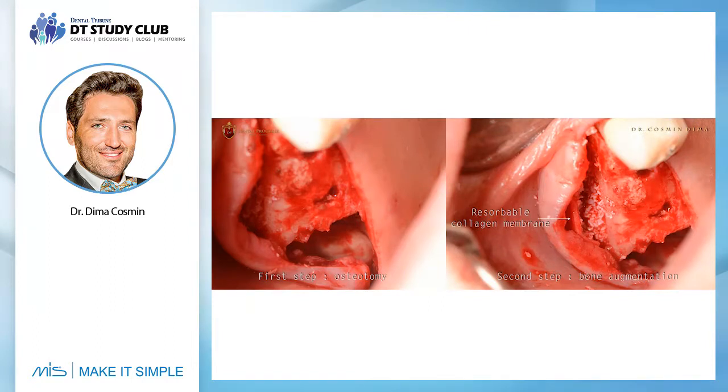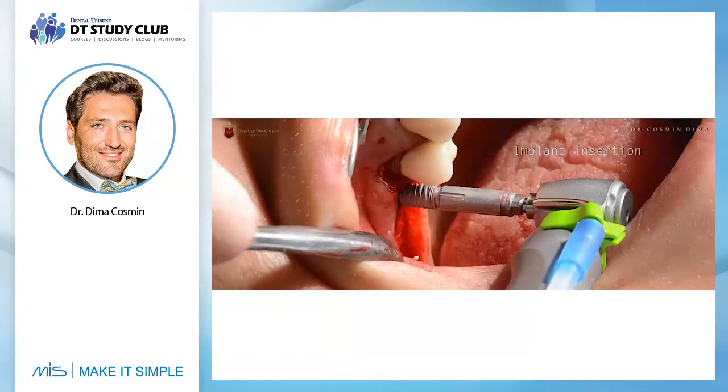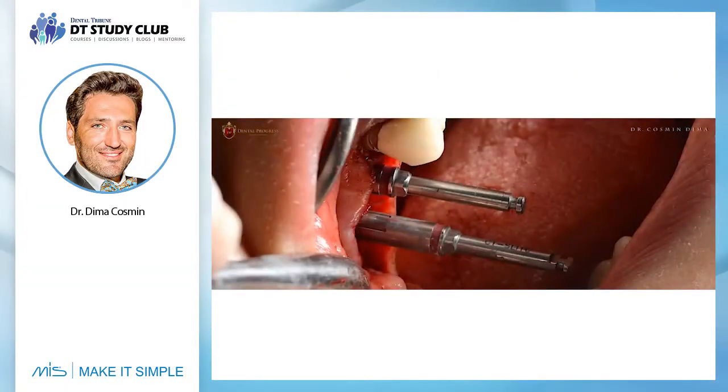Then we insert the augmentation material, and after that, we can insert the implants. And you can see here the implant insertion. Try to check from different angles, like I told you before, because sometimes you are sure that they are in the perfect position, they are parallel, but at the end you see they are not. So if you check the implants from different angulation, different positions, you may end with a better result.